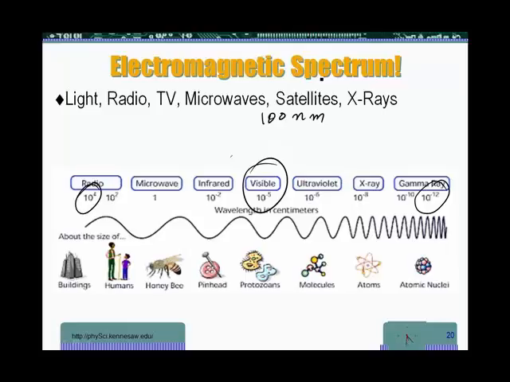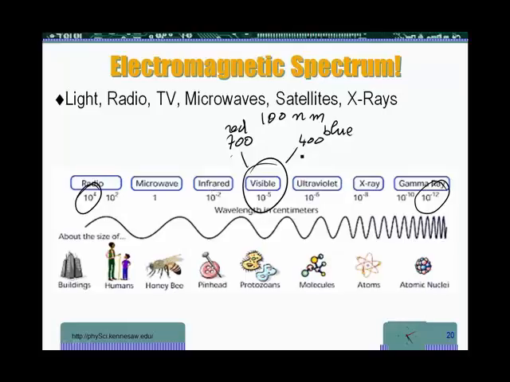Now, actually, visible light spans a small range of the spectrum where the wavelengths go from about 700 nanometers for red to about 400 nanometers for blue. And we have all the other colors in between. What determines the color is the wavelength, like what determines if it is radio wave or microwaves is the wavelength. So the difference between these waves is the wavelength.